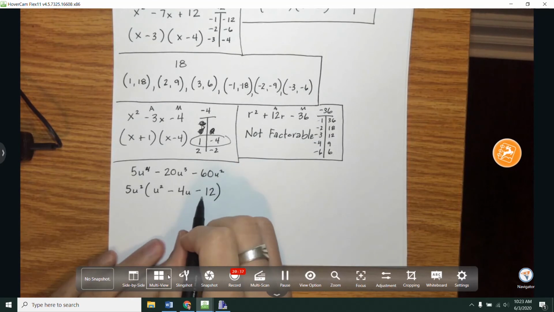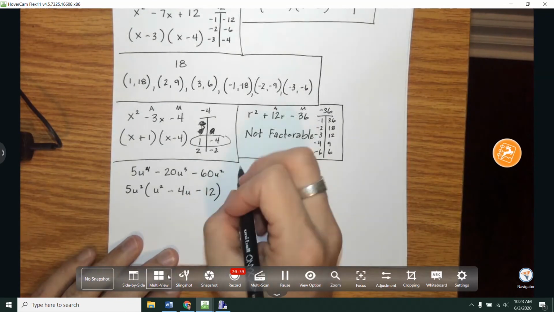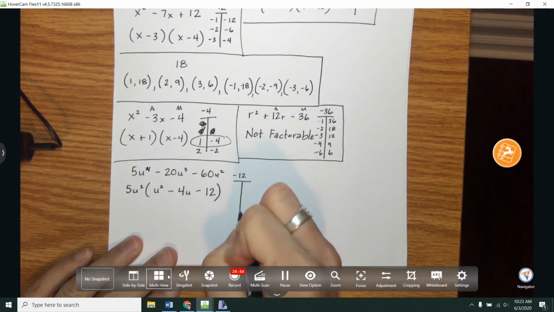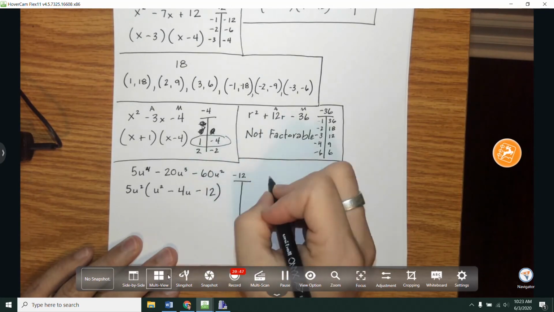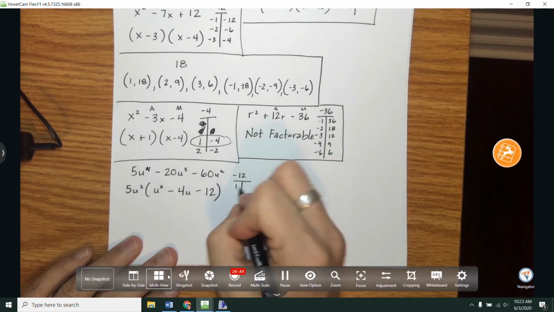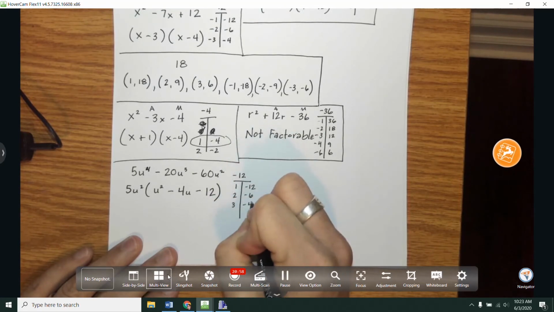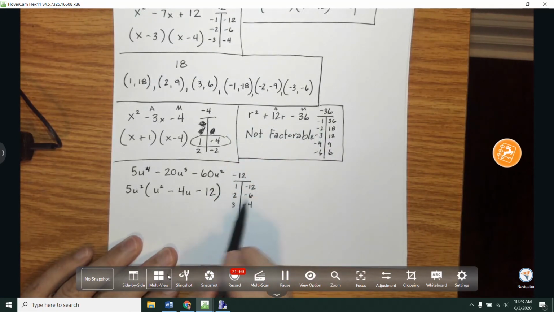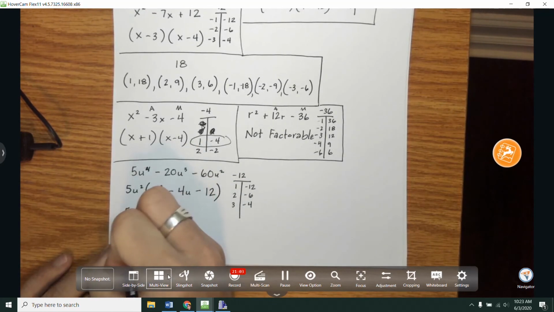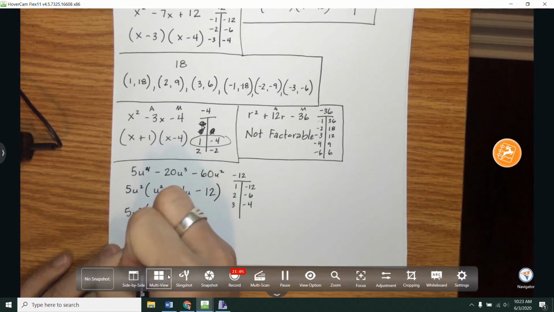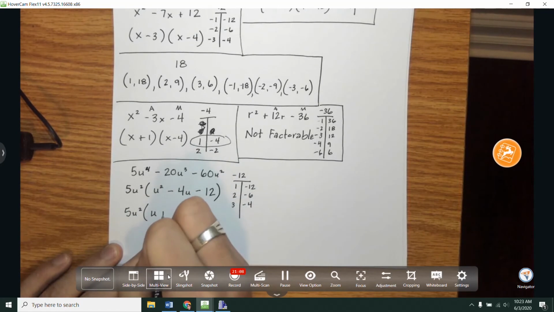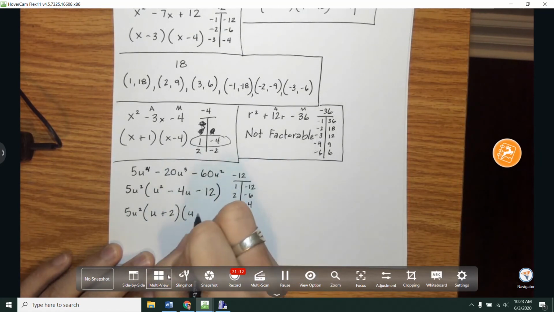Now we still have to double check and see if we can split these into two linear factors. Do a t-chart with the -12. Remember, we're adding to be a negative, so we want our bigger number to be negative. So 1 and -12, we get 2 and -6, 3 and 4. And we did find something that gives us -4. So we still want to keep our 5u squared on the outside, and this will split into u plus 2, u minus 6.